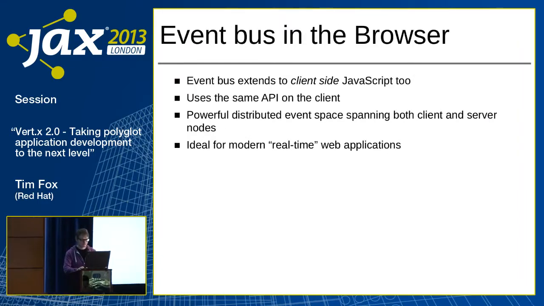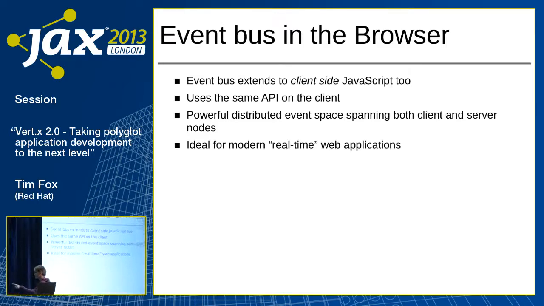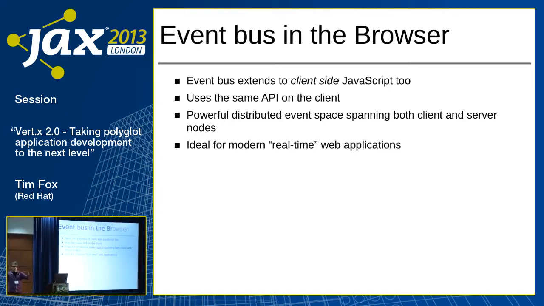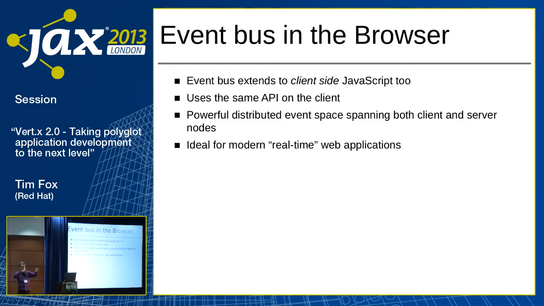Okay, let's take it one step further. Before we go into the demo, a three-part demo I'll show you in a minute, we've got this vision of your application formed of multiple components in different places on your server, talking to each other over the event bus. But we can extend that into client-side JavaScript too. The idea is you can use the same API, sending and receiving messages on the event bus inside your browser too. So you end up with a really powerful distributed event space that spans not only everywhere on your server, but on your browser too. Browsers can talk to other browsers, browsers can talk to servers, servers can talk to browsers. Everything is a peer on the network.